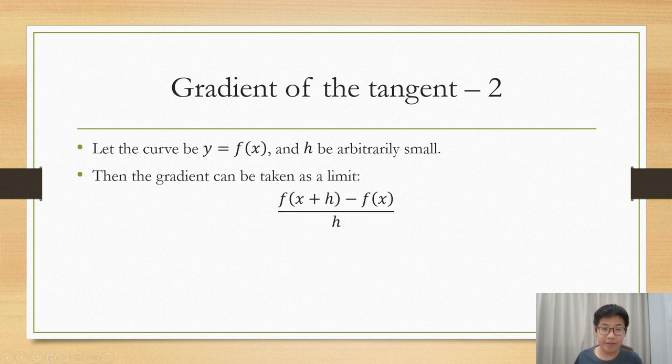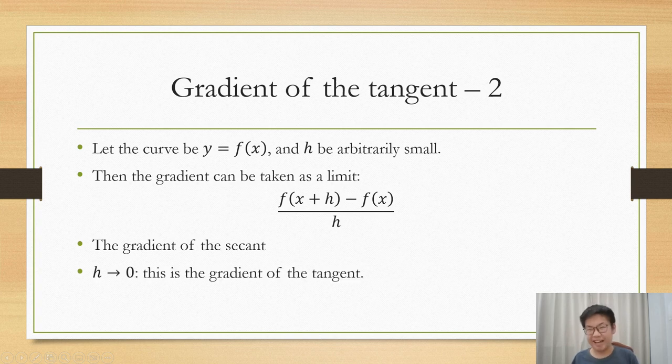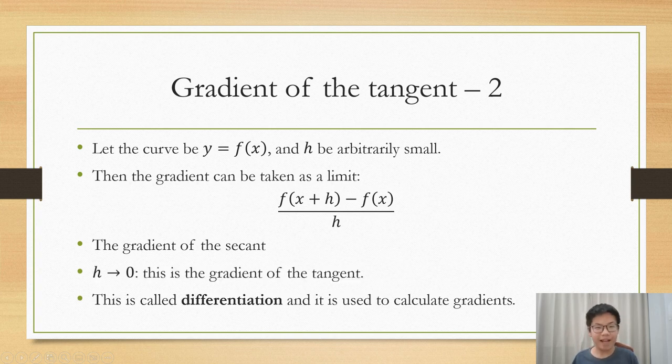f of x plus h minus f of x over h. This is called the secant line. And if you take the limit of the secant, it becomes the tangent when h equals 0. And this is called differentiation and is used to calculate gradients.